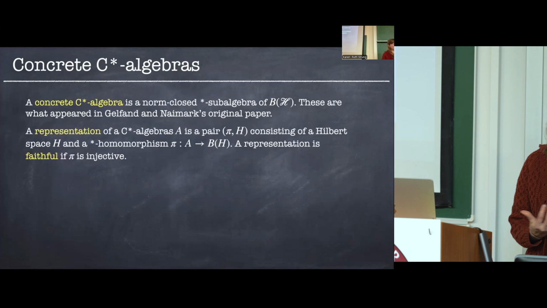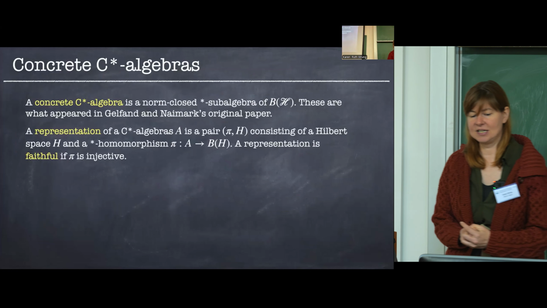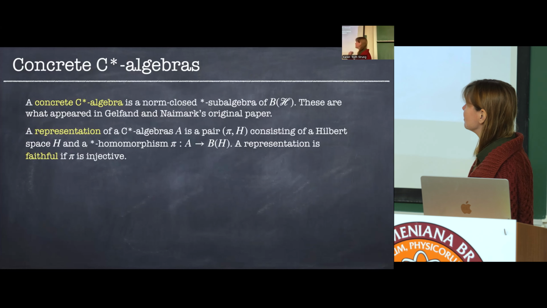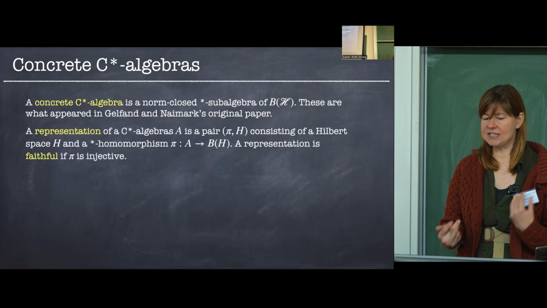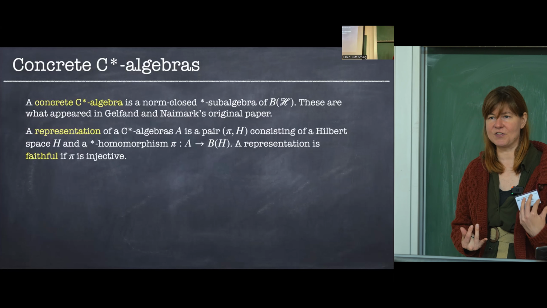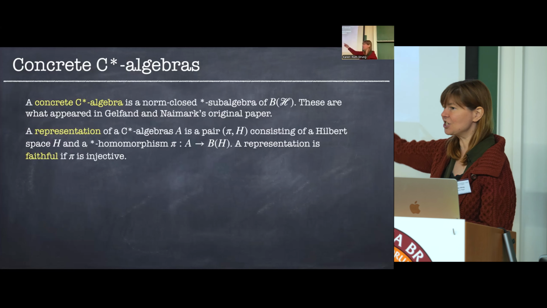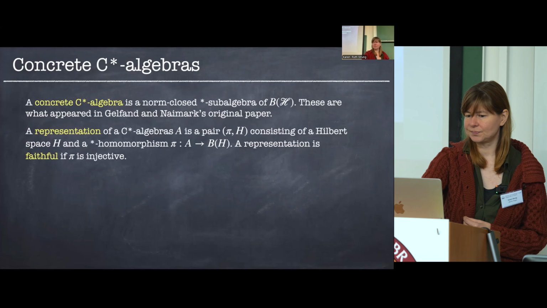Whenever we have a C-star algebra, we can talk about a representation of a C-star algebra. What this means here is we have some Hilbert space and a star homomorphism from A into the bounded operators on that Hilbert space. And we say that a representation is faithful if this pi is injective. So in particular, if we have a faithful representation, then our C-star algebra is isomorphic to a concrete C-star algebra.